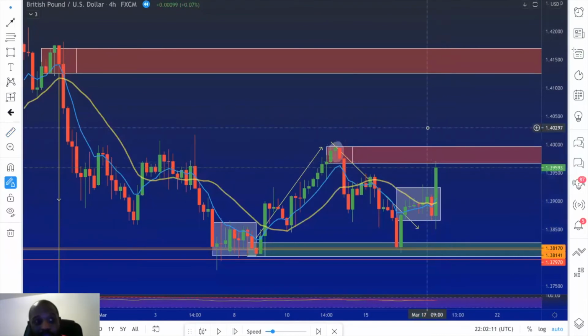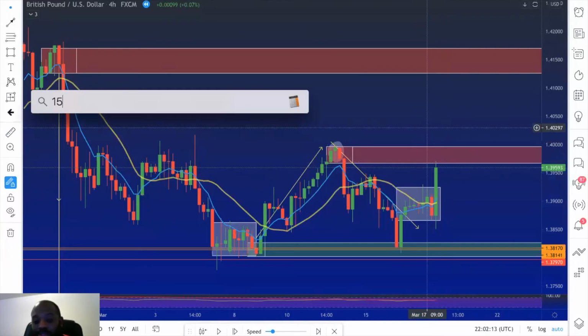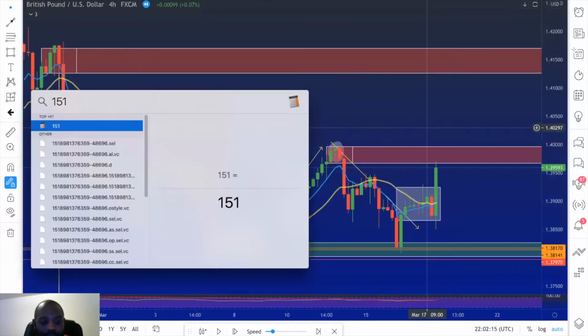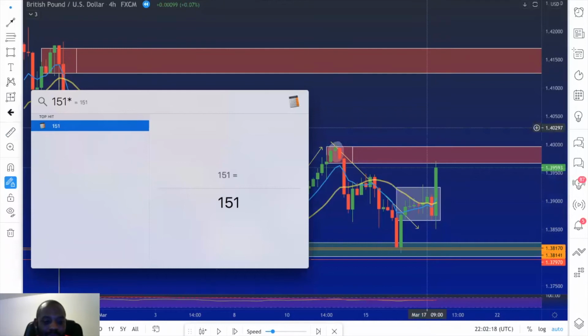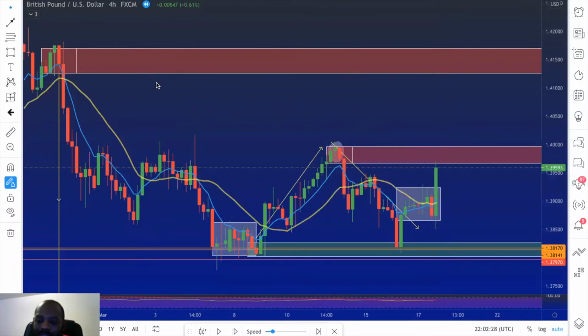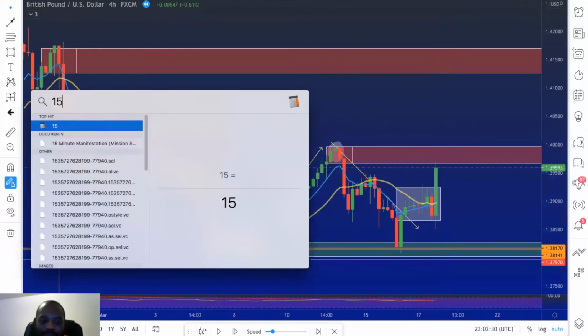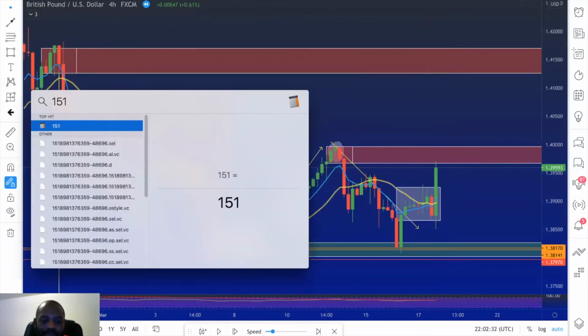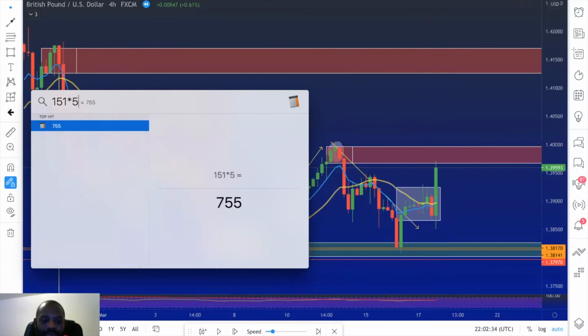I don't know what lot size you use, but even if you did a 0.2, which is basically $2 a pip, that's $302. Imagine you did 0.5. That's $5 a pip. $755, man, almost $800. Almost $800. And it's crazy, Andrew.